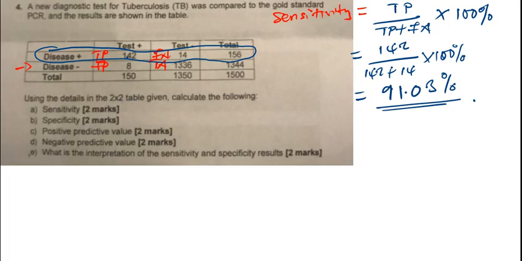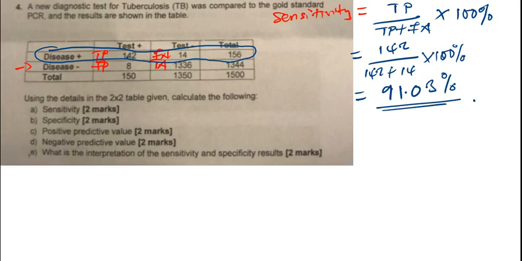So the ability of the test to give us fake results, I think it's about 9%, but less than 9%. It should be 8.0 something. Yeah. So then we also have specificity.